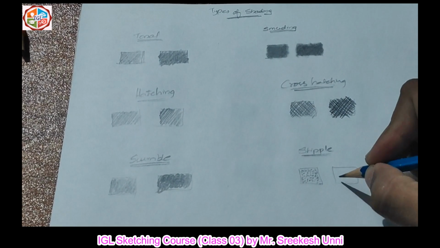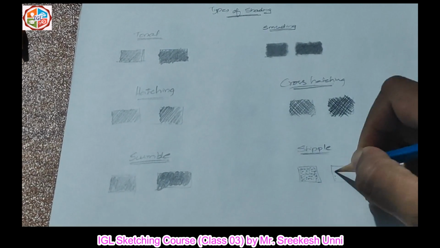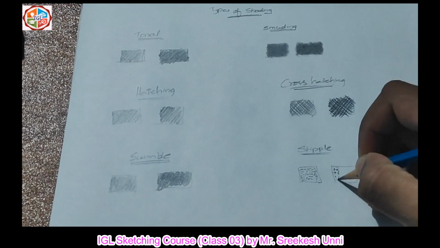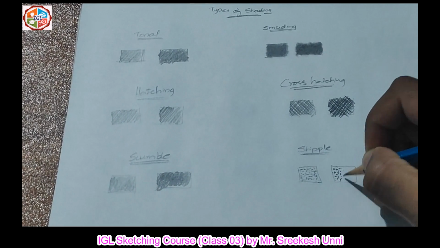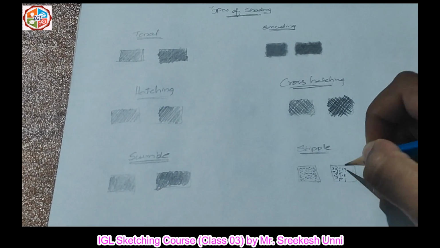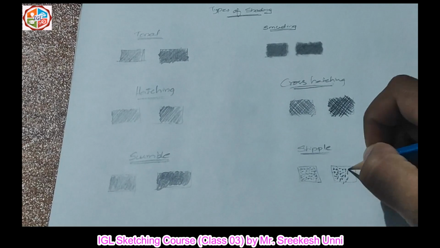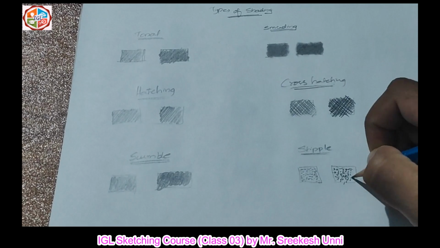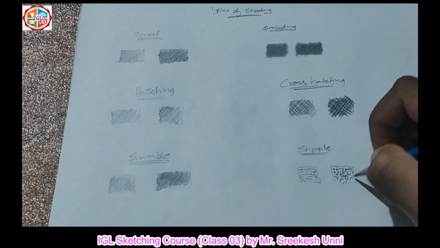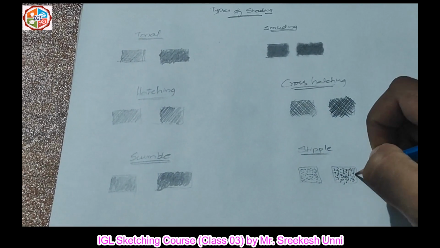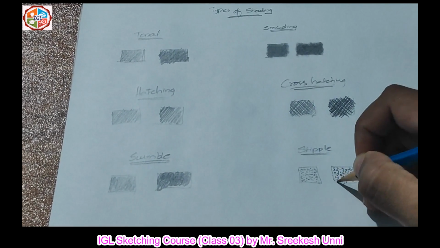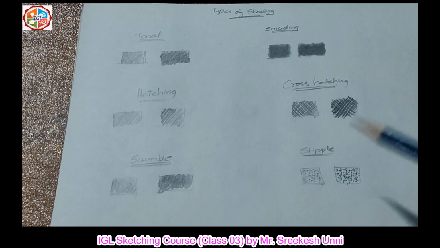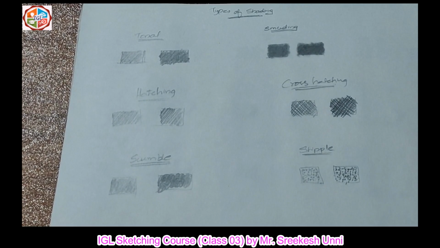So it's purely up to you whichever shading technique you choose. This is how you do the stipple technique. You put dots, as many dots as possible and as many dots as required in your sketching. So this is the last type of shading. Let me show you the example.